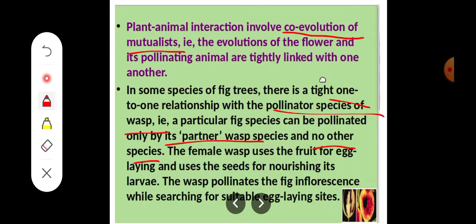And what does the female wasp do there? The female wasp will use the fruit not only as an oviposition, that is egg laying, site, but it uses the developing seed within the fruit for nourishing its larvae. Okay, so the wasp pollinates the fig's inflorescence while searching for a suitable egg laying site. And in return for the favor of the pollination, the fig will offer the wasp some of its developing seed as food for the developing wasp larvae. So this is how we are able to find some co-evolution of mutualists.